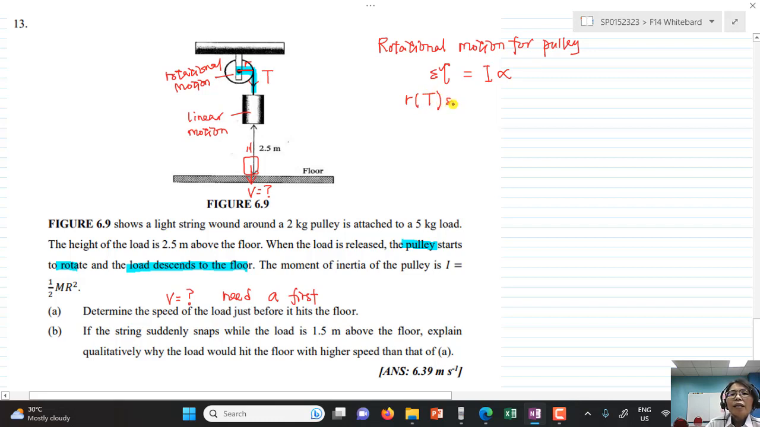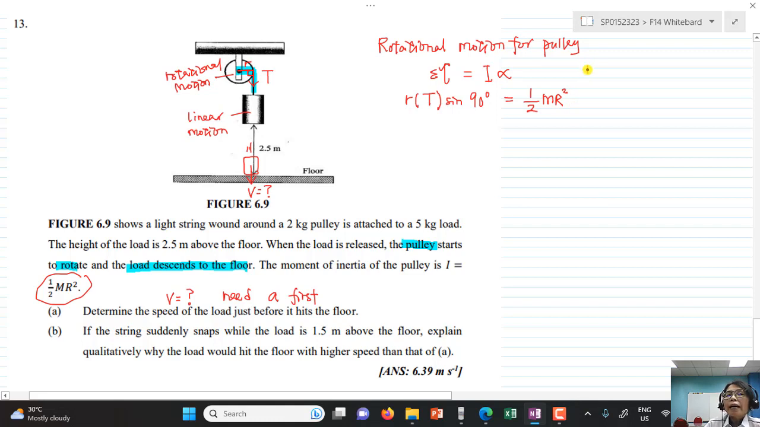So the tension is applied tangential to the pulley. So the angle between the R and the force tension is 90 degrees. So this will equal to the moment of inertia for the pulley, which can be calculated using the equation half mr squared. So I put it down, half mr squared, and the alpha, I'm now going to determine the angular acceleration.